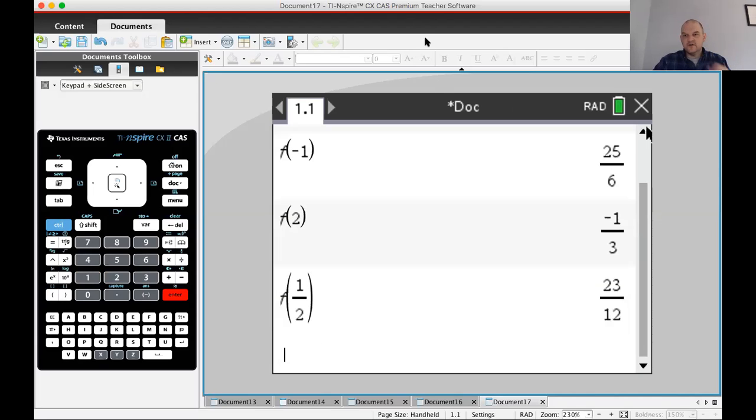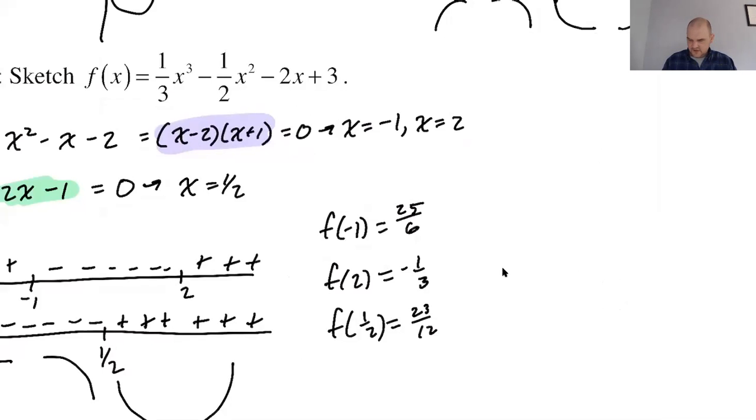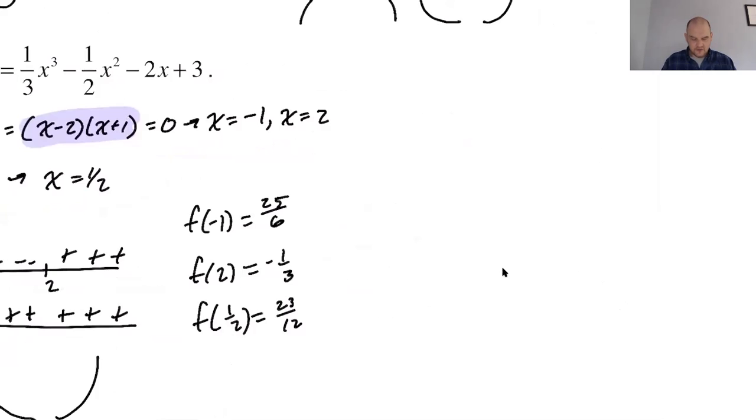Okay, so we got 25/6, 25/6, -1/3, and 23/12. Okay, let's go back to the notes and sketch this thing. So all we're interested in is a pretty okay sketch. I don't even know what I'm going to do with these values, honestly, now that I found them, but I'm glad I used a calculator for it.